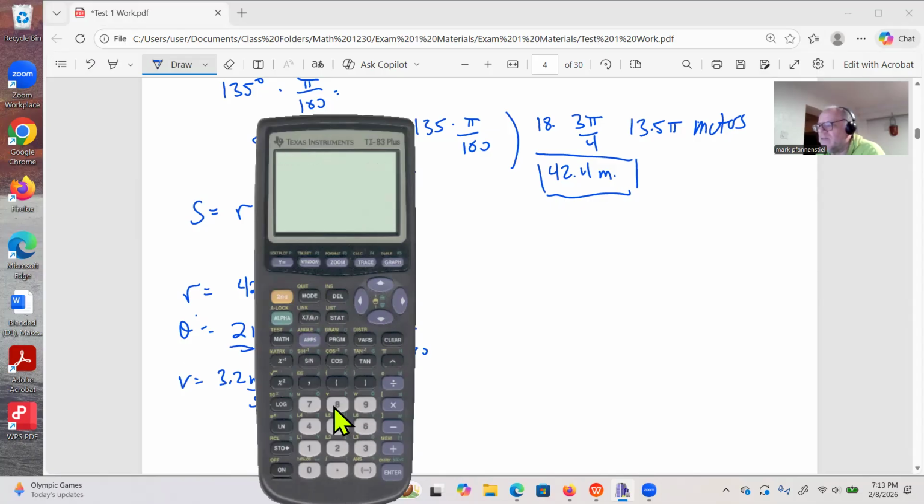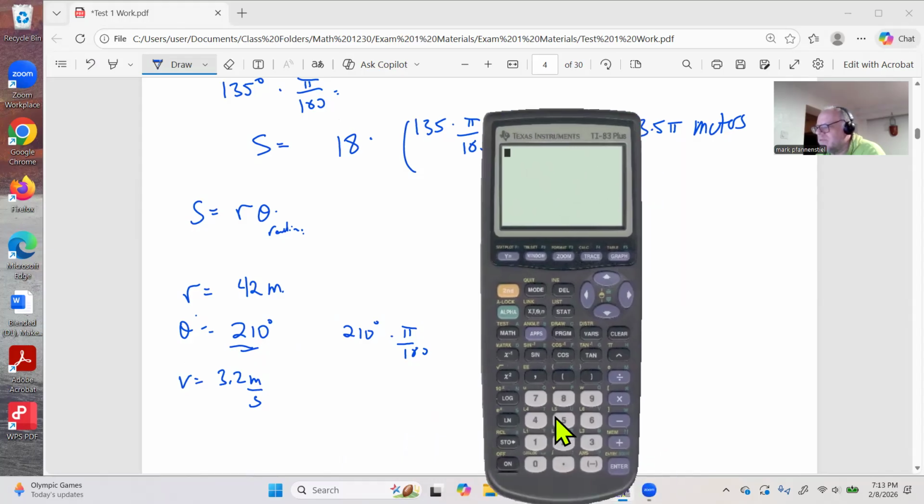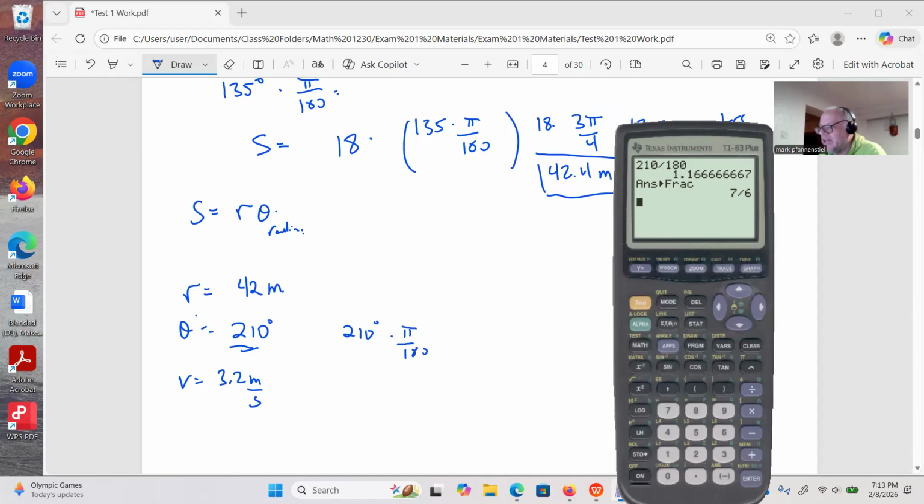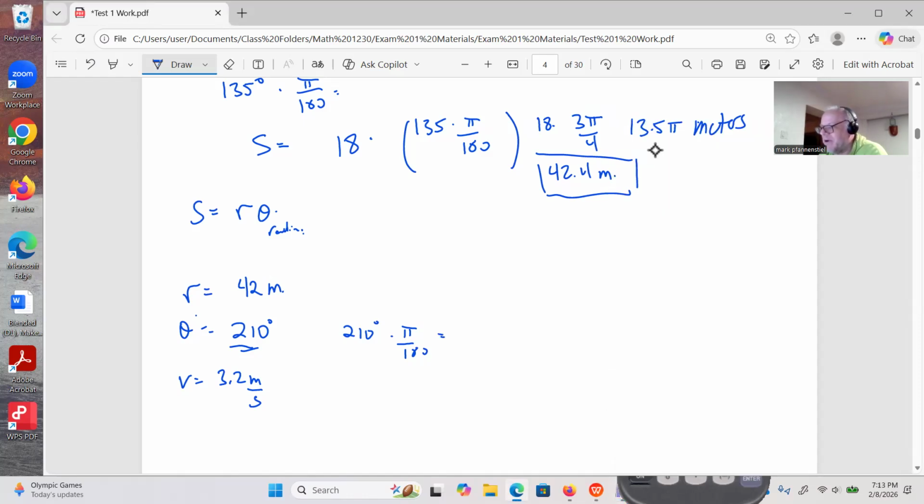Okay, so let's go with, hold on a second. Let me see if I can do this from my thing here. Divided by 180 equals, and we go to math, frac, and it will go ahead and do it that way. 7/6. Okay. Again, your calculators have an ABC button. It will automatically do this, but that's 7/6 pi. All right. And that's my theta.